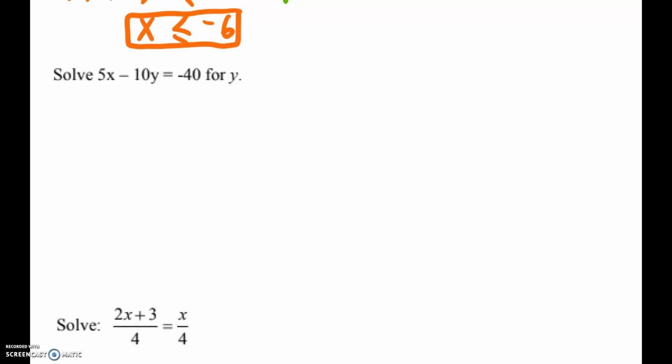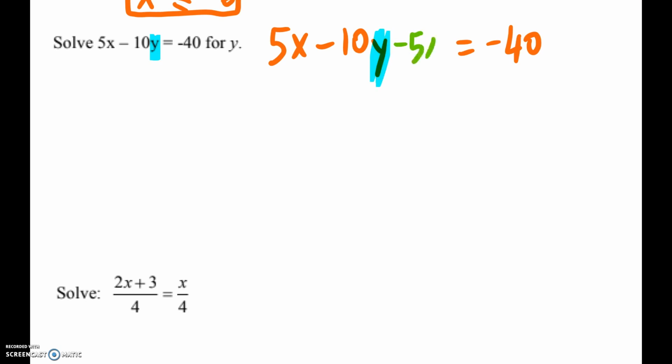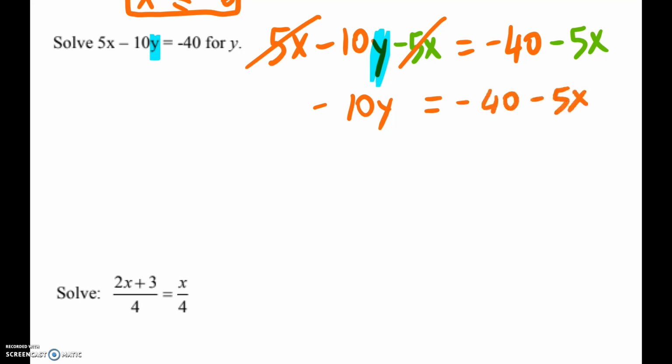Solve 5x minus 10y equals negative 40 for y. So you want to leave y alone. Let me rewrite the question here. 5x minus 10y is equal to negative 40. And since you are looking for the y value here, you can take away 5x from both sides. If you do that, you can kill these 5x's. Negative 10y is on the left. On the right you have negative 40 minus 5x.